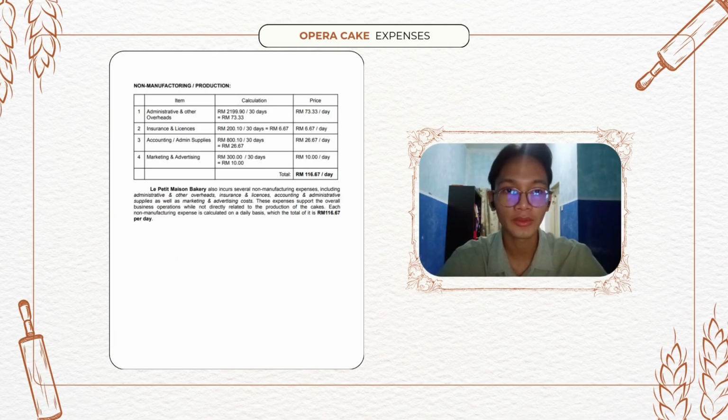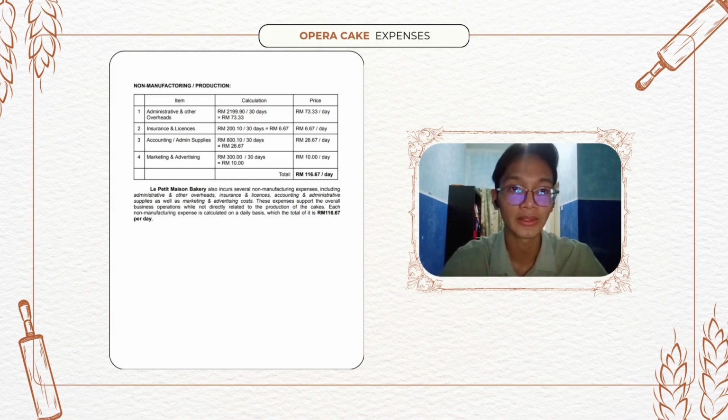Last but not least, for the production of opera cake are the non-manufacturing costs. The Petit Maison Bakery also incurs several non-manufacturing expenses, including administrative and other overheads, insurance and licenses, accounting and administrative supplies, as well as marketing and advertising costs. These expenses support the overall business operations while not directly related to the production of the cakes. Each non-manufacturing expense is calculated on a daily basis, the total of which is RM116 and 67 cents per day.